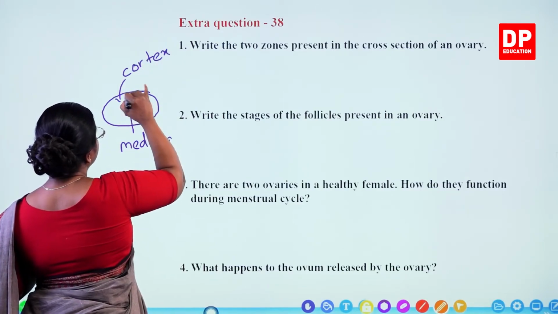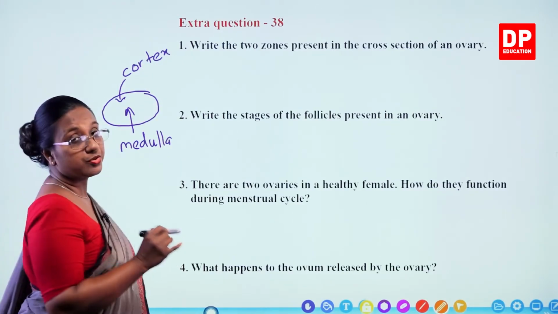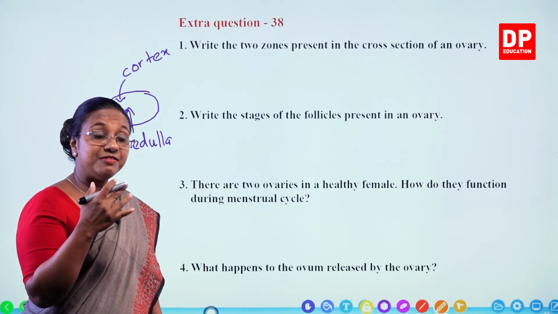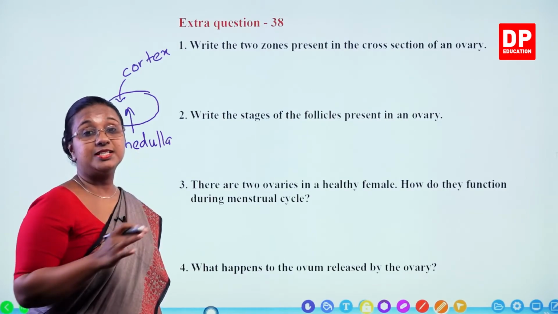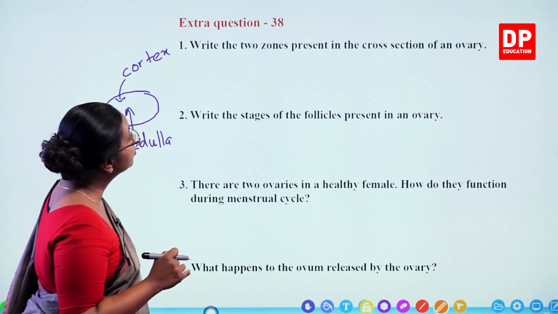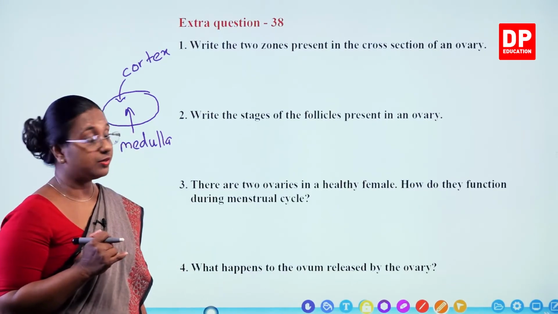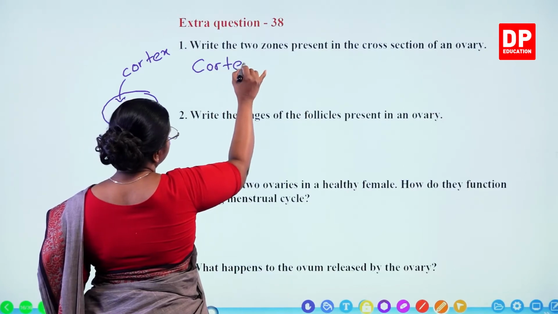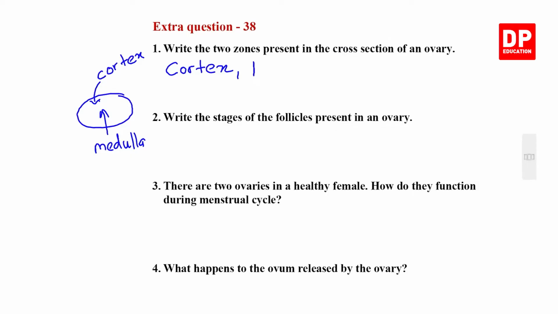So you are familiar with that. In the cortex only we have the primary follicles and all those, they develop, and the Graafian follicle usually comes towards the periphery of the ovary. You are familiar with that. So write the two zones present in the cross section of an ovary. You have to write cortex and medulla.